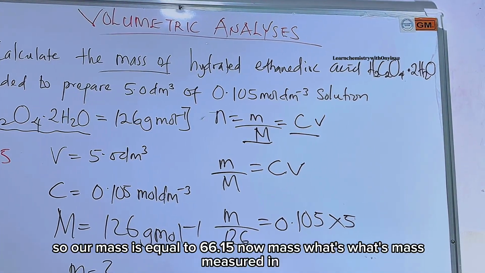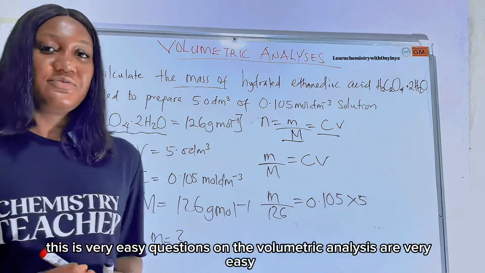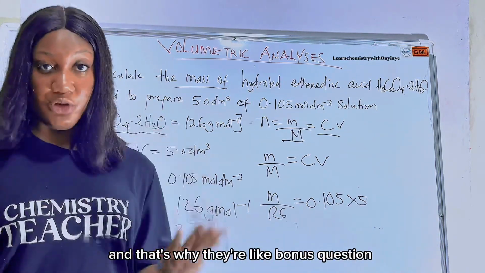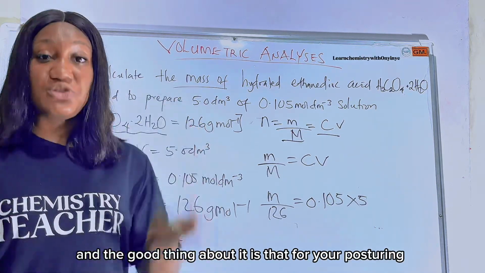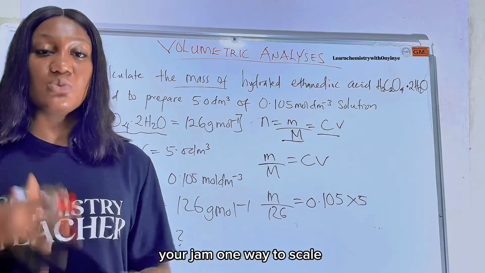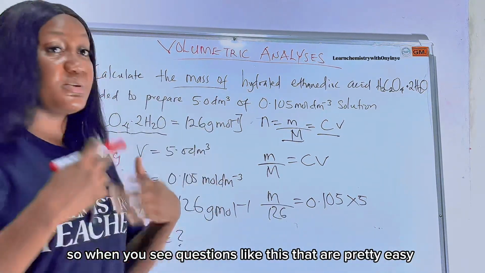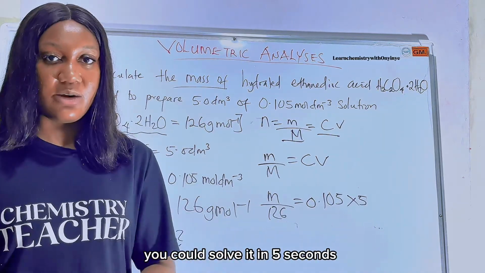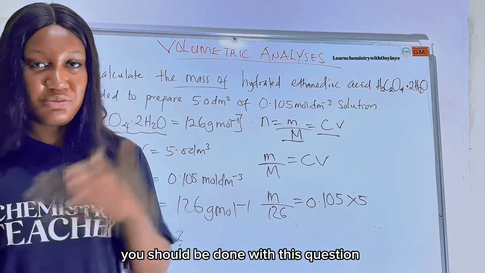Now, what's mass measured in? Mass is measured in grams, so 66.15 g is your answer. This is very easy. Questions on volumetric analysis are very easy, and that's why they're like bonus questions. For your exam, one way to score really high is to be very fast. When you see questions like this that are pretty easy, you don't have to spend all the time. You could solve it in 5 seconds, at most a maximum of 10 seconds.